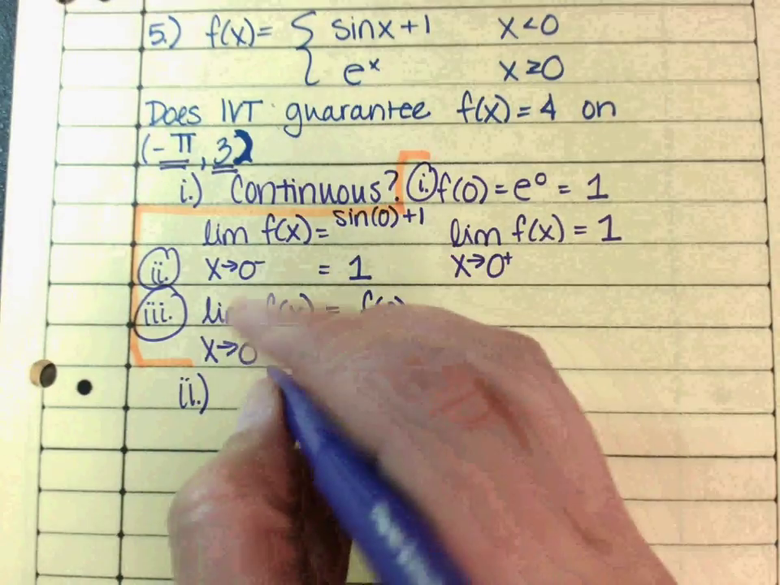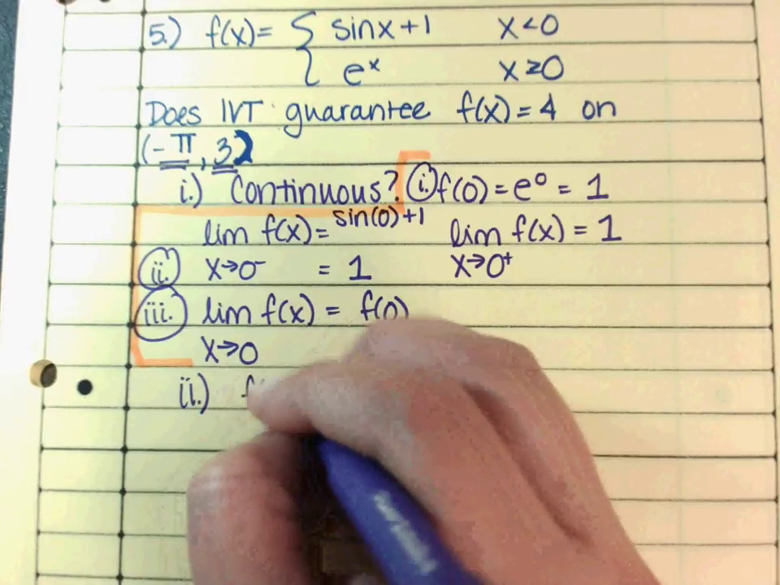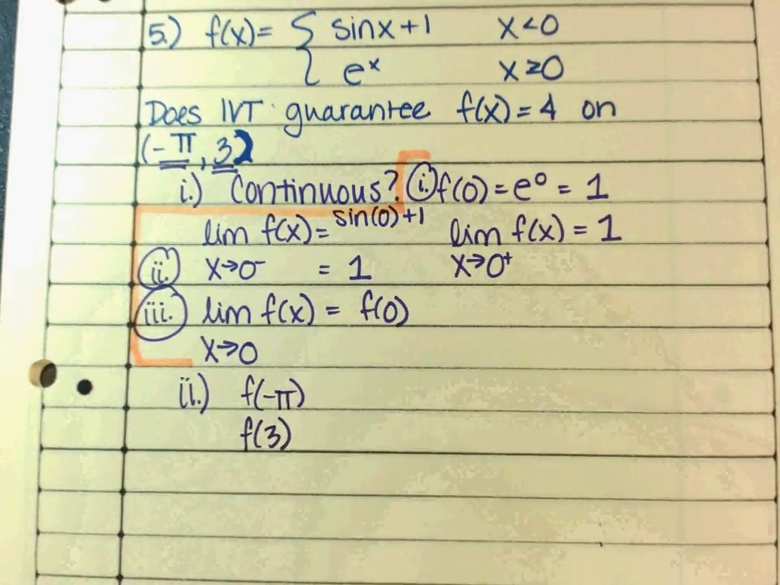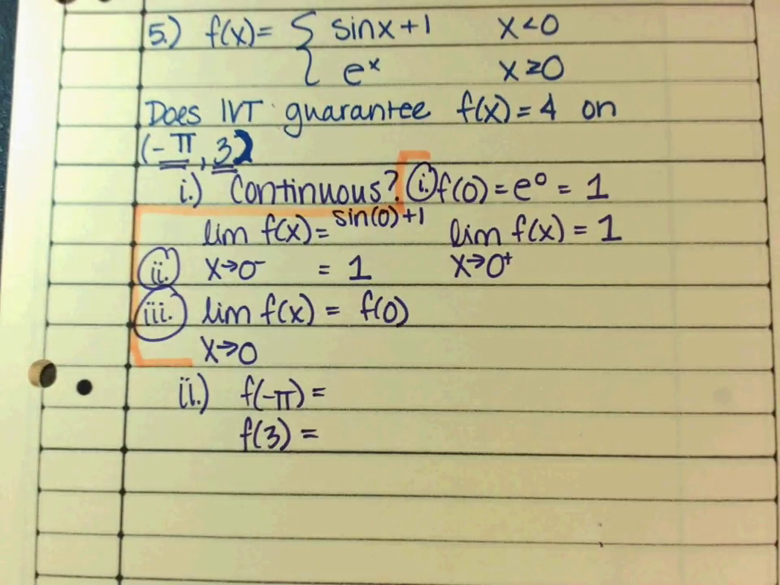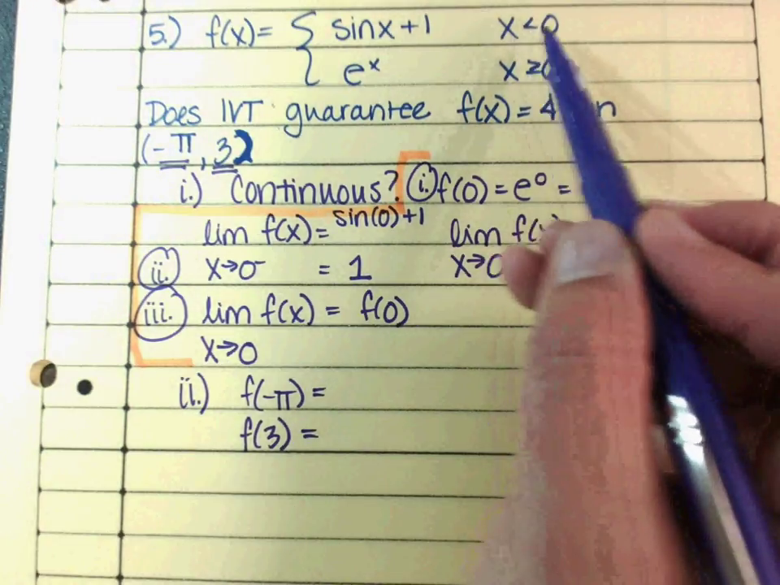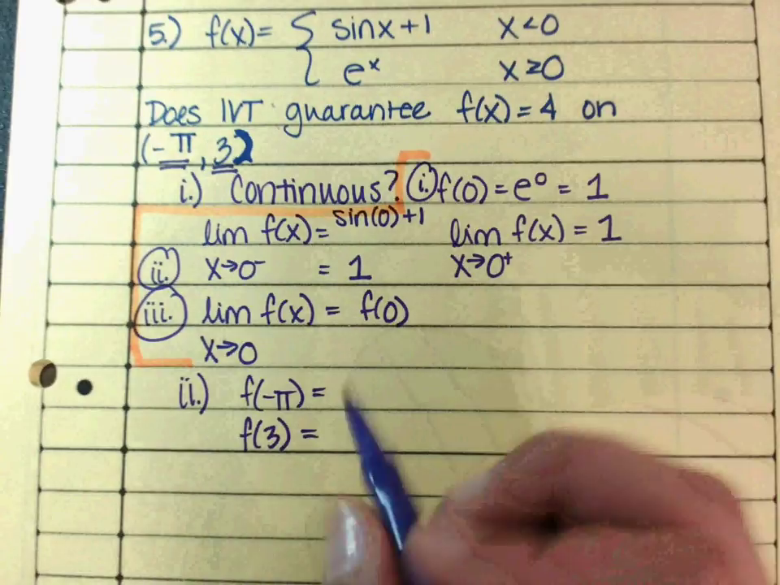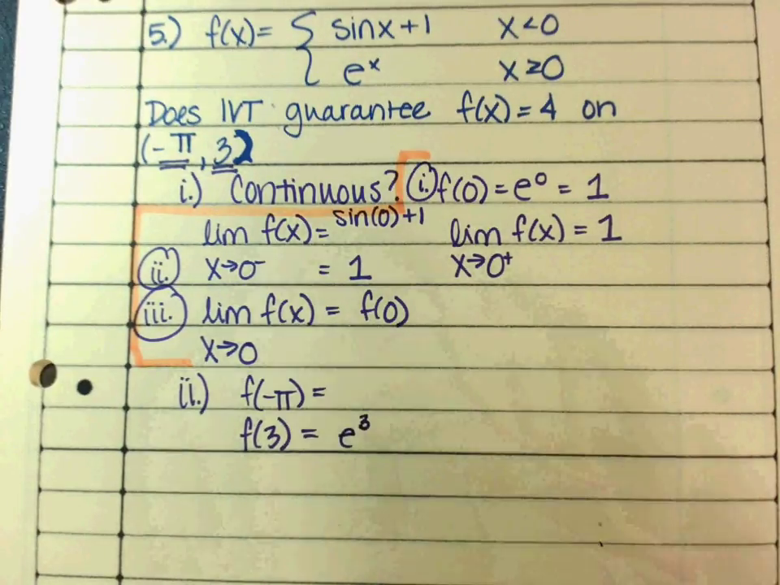Okay, so we are finding f of negative pi and f of 3. What are these not allowed to be to each other? Equal. Let's do f of 3 first because it's easy. Where do I plug in f of 3? Less than 0 or greater than 0? Okay, so that'd be e to the 3. We're just going to leave it alone. Good enough. Okay, now let's do f of negative pi.